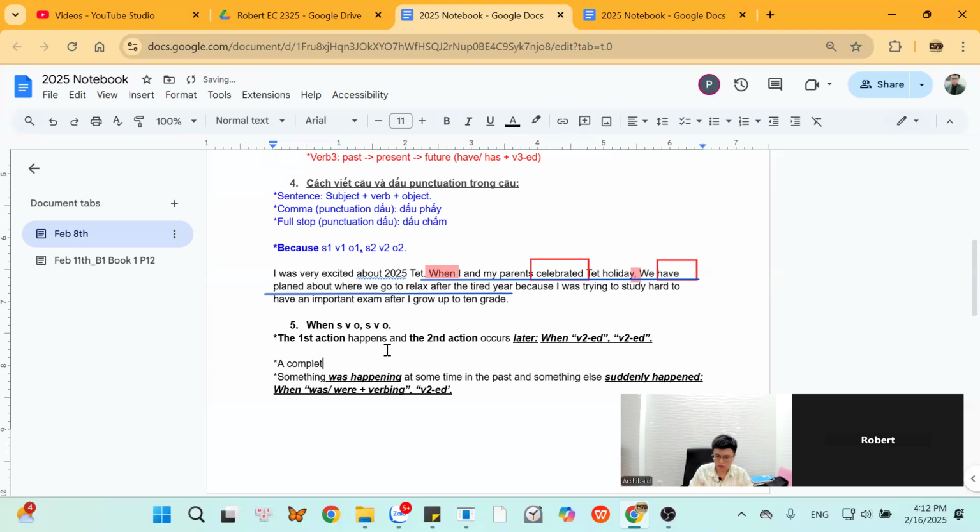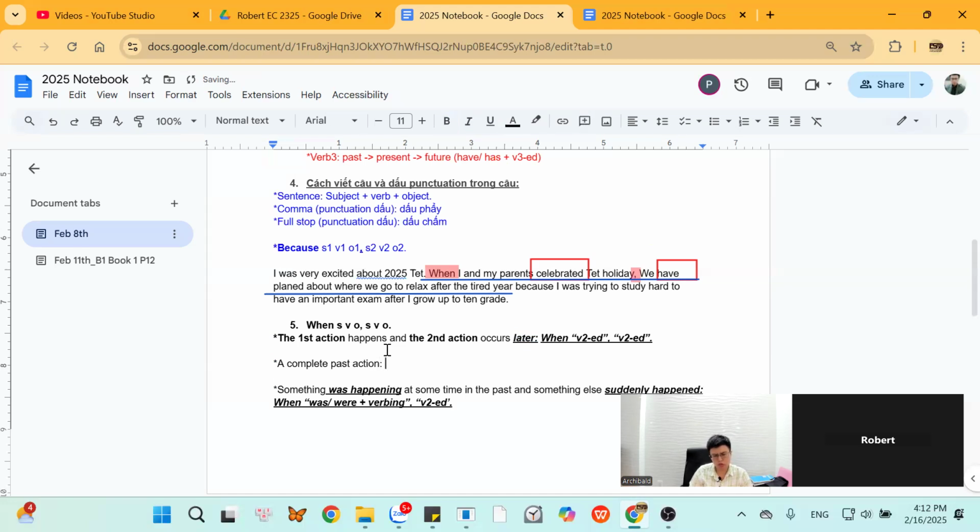Work 3. A complete past action. You are almost correct, but you are still wrong. That is not have verb 3, that is had. All right. HAD, verb 3D.